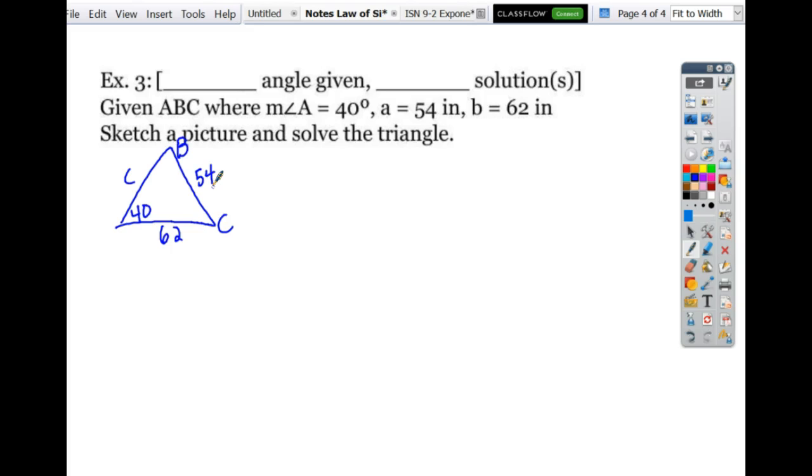So what's the first thing I can find? I have this and this, so I have sine of 40 over 54. I don't have either one of them, so I can find B. I'm going to take the sine of B over 62. Jada, what do I have to do at the end of this one? You got to find the inverse because I'm looking for the angle. So I'm going to take 62 times sine of 40 and divide by 54.